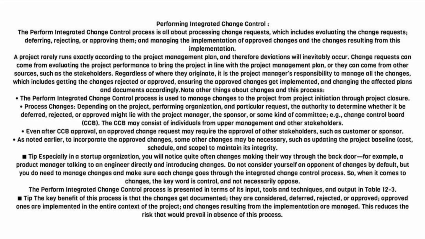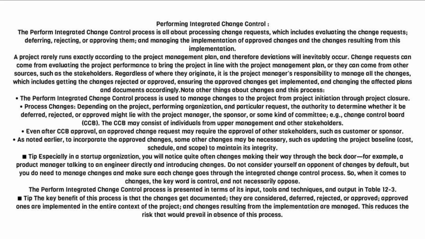Regardless of where they originate, it is the project manager's responsibility to manage all the changes, which includes getting the changes rejected or approved, ensuring the approved changes get implemented, and changing the affected plans and documents accordingly. Note other things about changes and this process. The Perform Integrated Change Control process is used to manage changes to the project from project initiation through project closure.